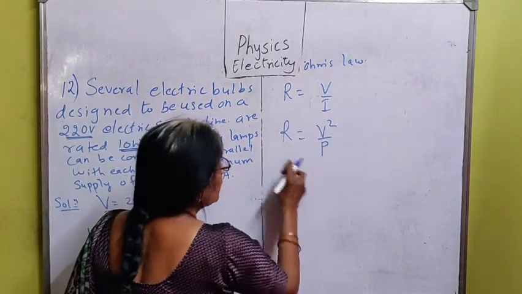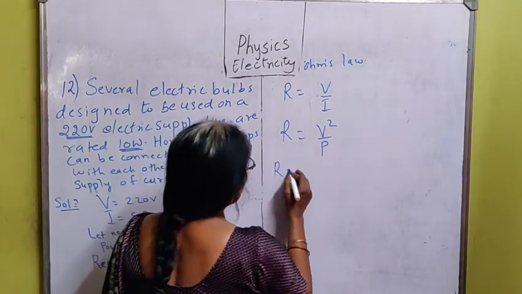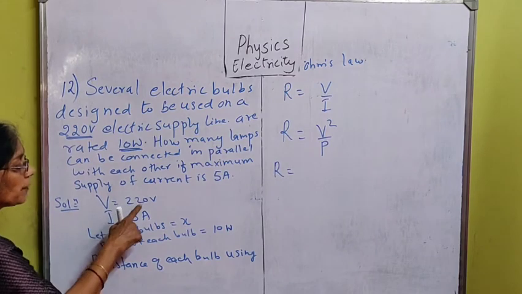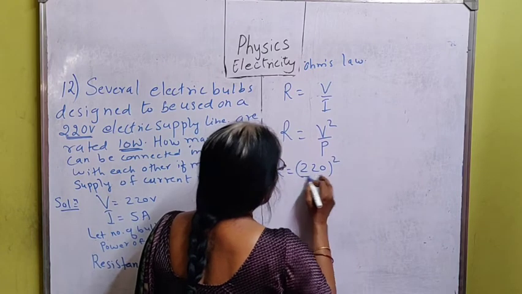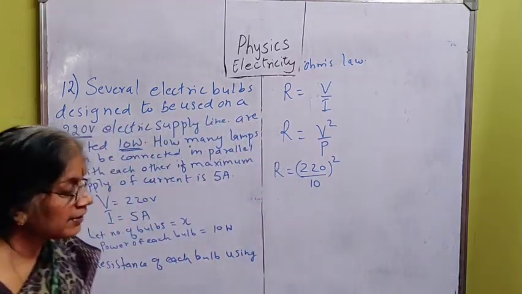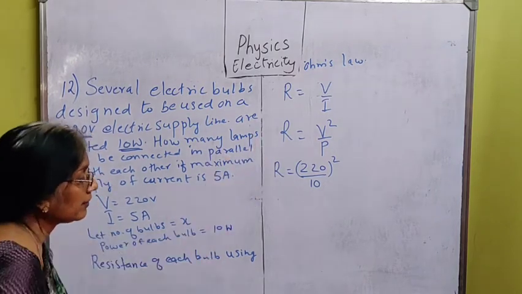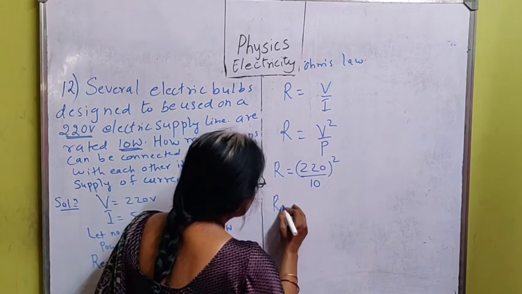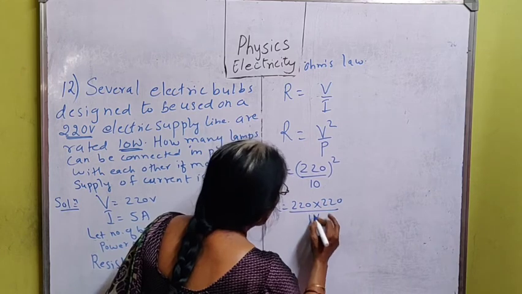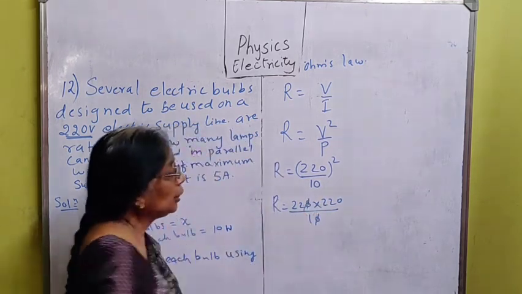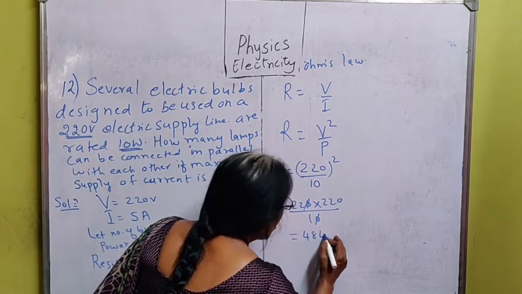First we will take R is equal to V square by P to find out the resistance of each bulb. So R is equal to, what is V given? 220. V square means 220 the whole square divided by 10. Only 220 is squared. P is not squared, it is a power. So R is equal to 220 into 220 divided by 10. 0 will cancel. 22 into 22, last time I did, it is 484. So how much did you get?